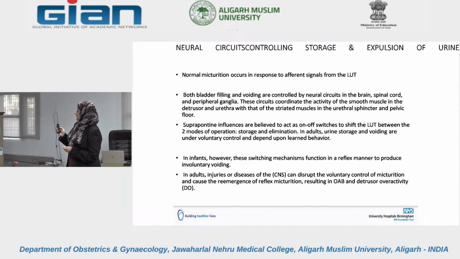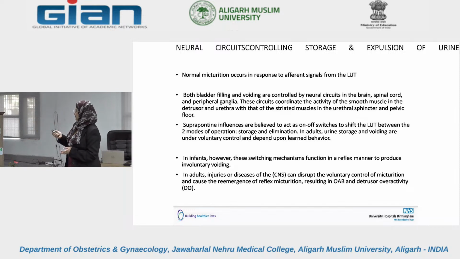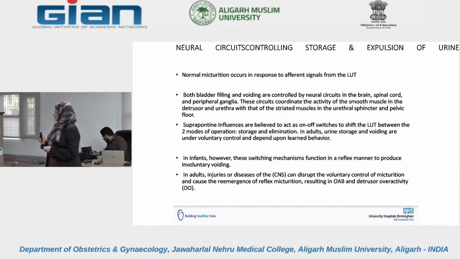We will go on. But what it says is that there are 3-4 levels, starting from the brain stem, cerebral cortex, spinal cord and pelvic splanchnic nerve. So when there are injuries or diseases of the CNS, only then do we come to know that the voluntary control of micturition can be disrupted. So what can be these injuries or diseases which can affect the passage of urine? Any ideas? Very common problem.